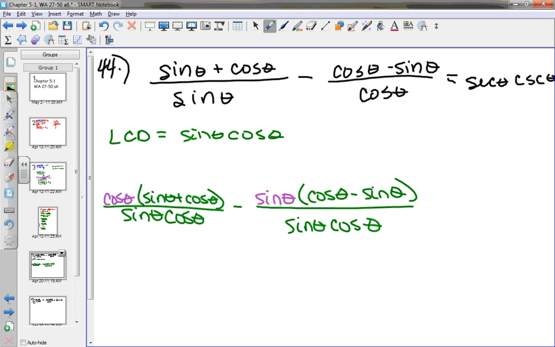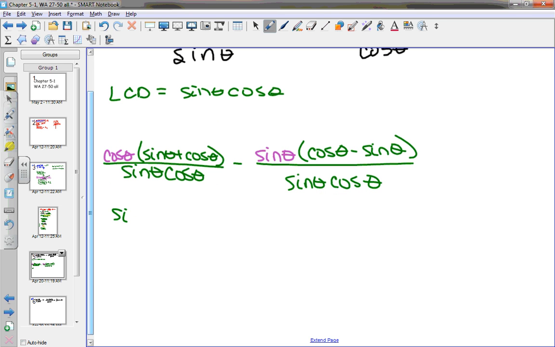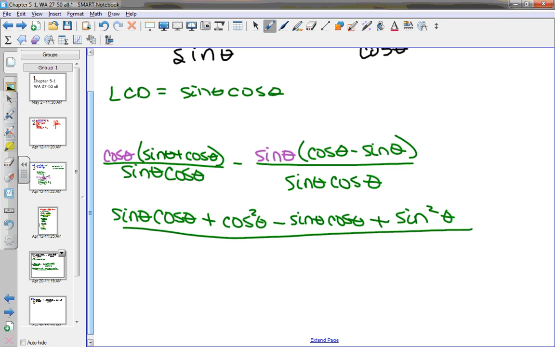So what do I do? Marry them into one fraction and distribute. So this is going to be sine of theta, cosine of theta, plus cosine squared theta, minus sine theta, cosine theta, plus sine squared theta, all over sine theta, cosine theta.